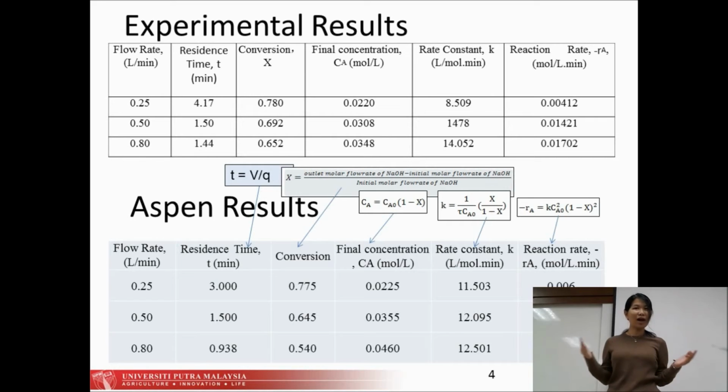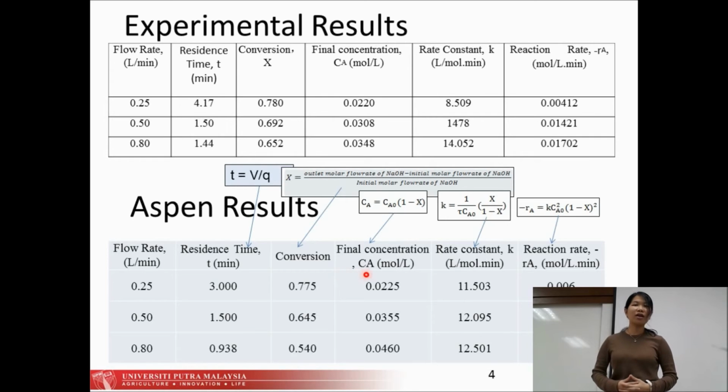And after calculation, we can see that the conversion decreases with increasing flow rate. This can be explained: when flow rate increases, the contact between the reactant molecules becomes less since they're moving fast. Consequently, there is less chance for the reactants to collide and undergo reaction to convert into product. Hence, the conversion decreases.